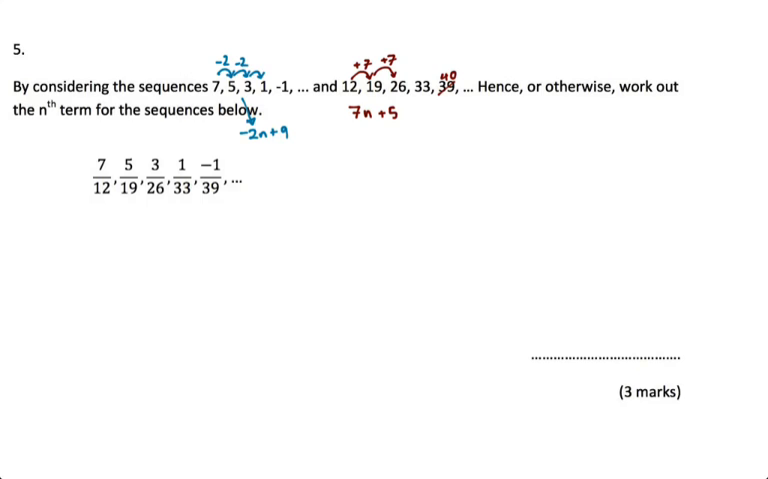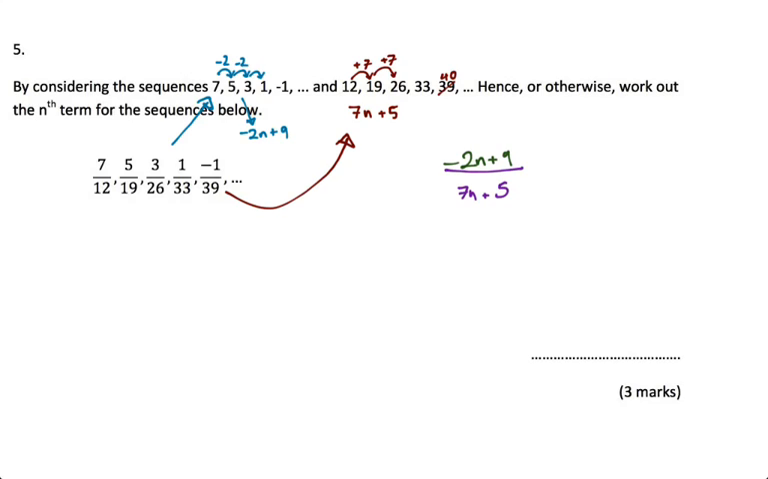Okay, so we have two linear sequences. Now notice how in this fraction the numerators look like the sequence minus 2n plus 5, and the denominators look like the sequence 7n plus 5. So that means that the sequence of fractions is just a linear sequence of numerators and a linear sequence of denominators. That's it. You didn't need to do anything else.